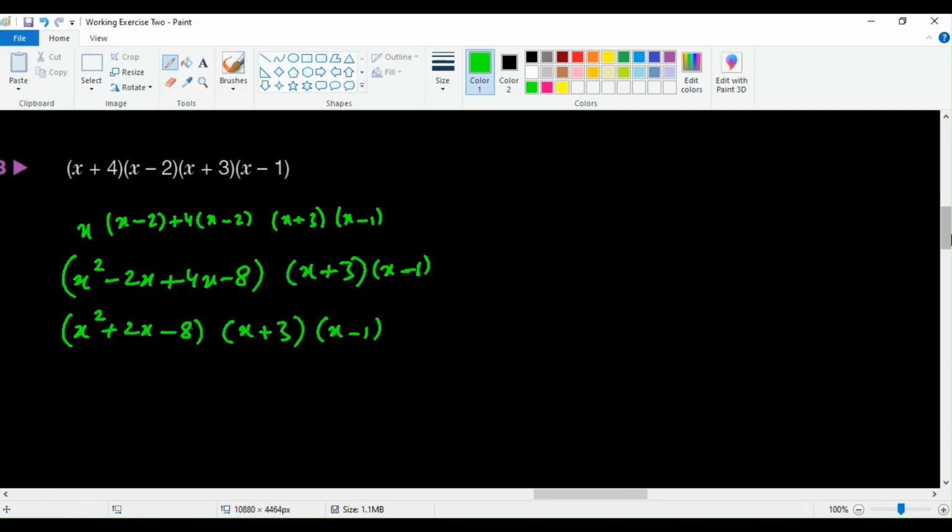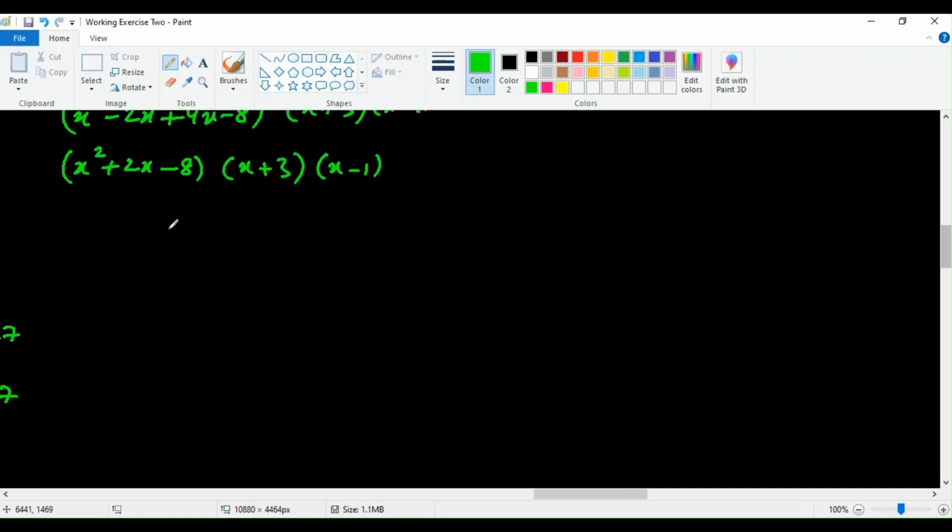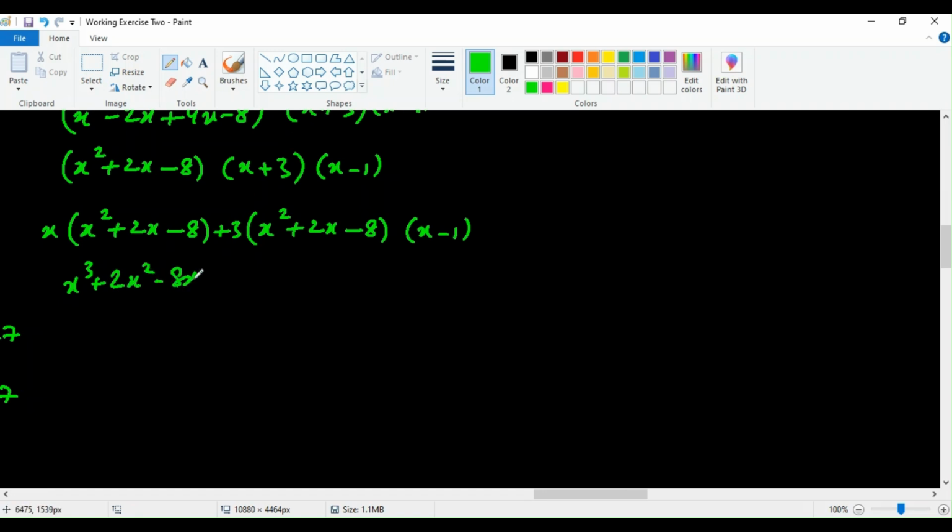This becomes the first bracket, and now we are going to multiply by x plus 3 first and later with x minus 1. So I am going to write this two different times, and I'll multiply by x minus 1 a little later once we get the answer for this part of the question. So x plus 3 comes here. This one is going to give us x cube and plus 2x square minus 8x.